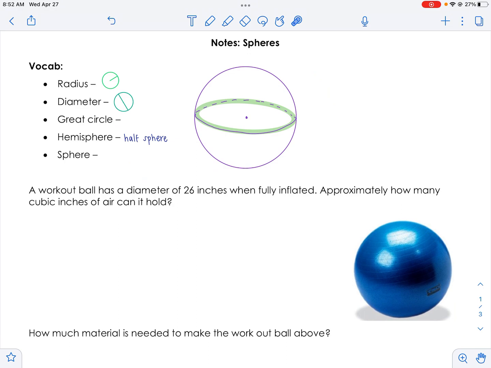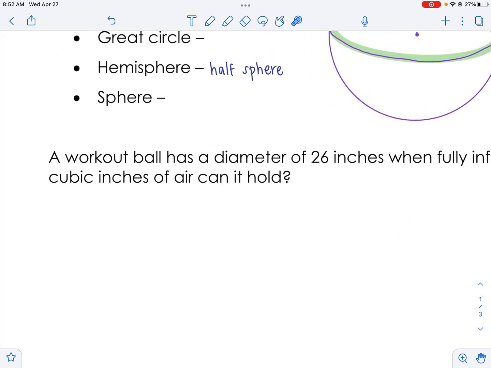So that great circle, once we know the radius for the great circle, then we can figure out the dimensions for the sphere. So if a workout ball has a diameter of 26 inches when it's fully inflated, approximately how many cubic inches of air can it hold? Now, this doesn't tell us exactly what it wants us to find, but we've seen surface area and we've seen volume before. So whenever it says cubic inches, air that it can hold, that's our clue that this is going to be a volume problem.